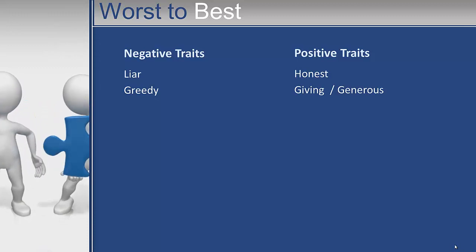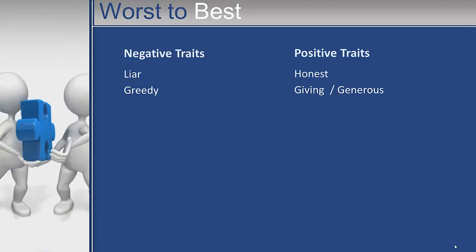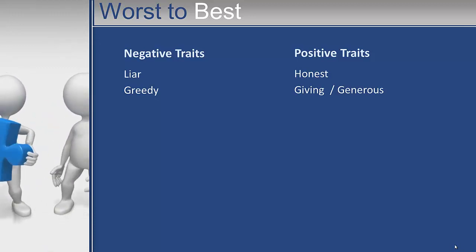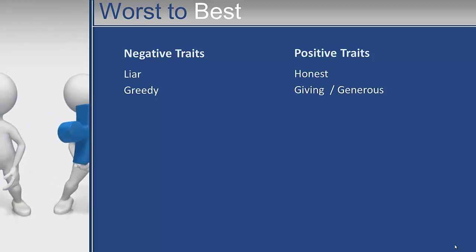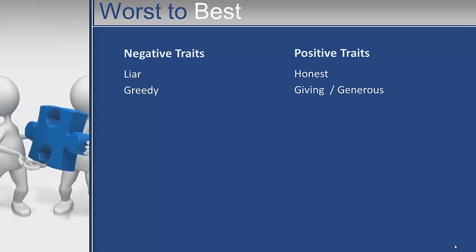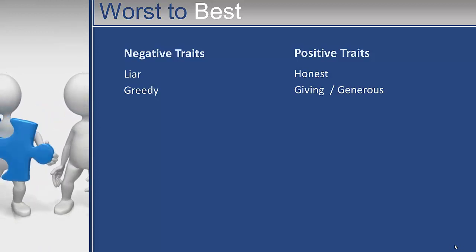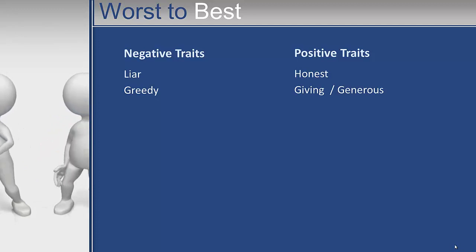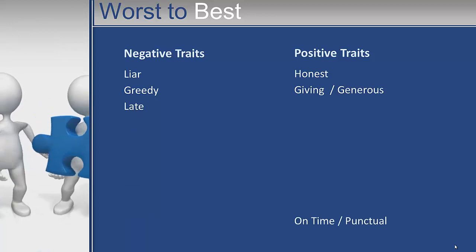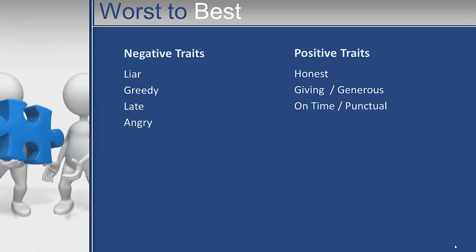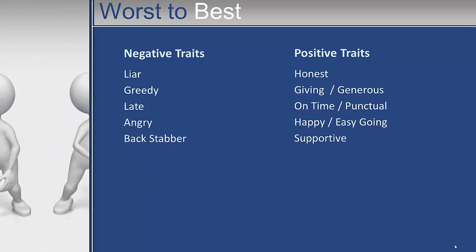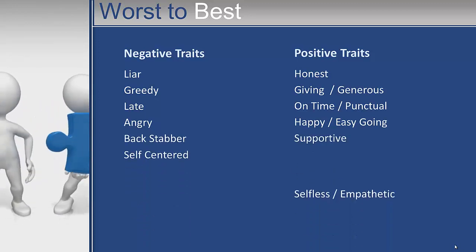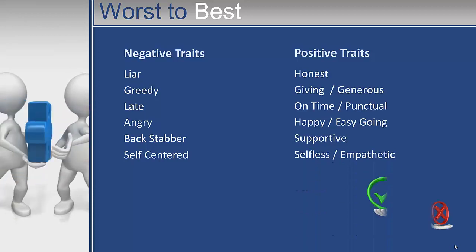So what could happen is, just like with greedy, you might get two different words, giving and generous. And so you're going to list all of those words. If they're words that you don't already have, list those out. That's why you're converting these negative traits. We want to make sure that we flush out any possible traits or words that could be values to represent the organization. Okay, late, well, on time, punctual. Angry, happy, could be easygoing. Backstabber, supportive. Self-centered, selfless, empathetic.